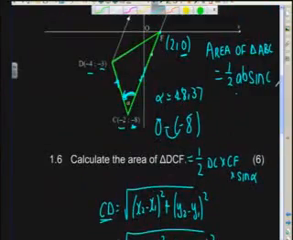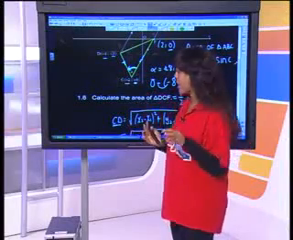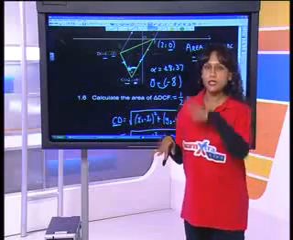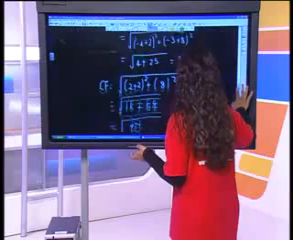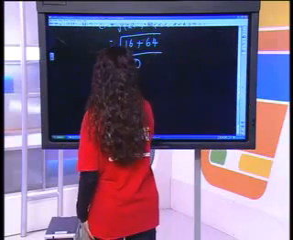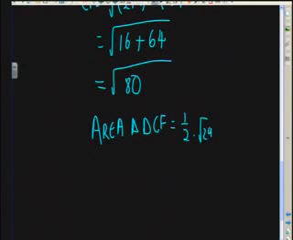Now all we do is straightforward application of the area formula. So we're just going to say a half times root 29 times root 80 sine of the included angle. All right, so the area now, and this is of triangle DCF, it's going to be a half times root 29 times root 80 sine of 48,37.